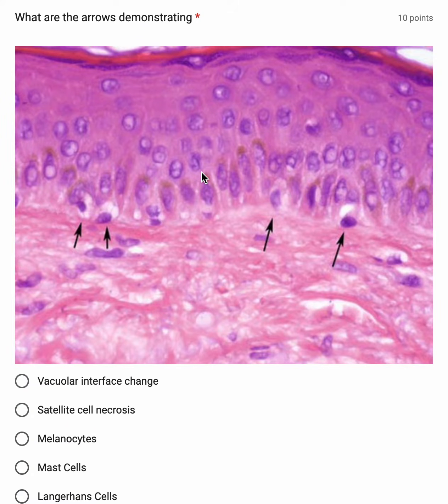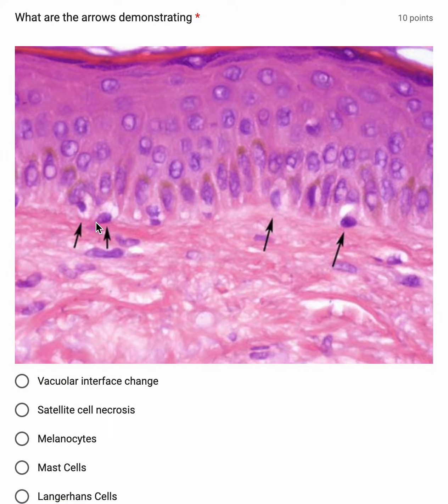Satellite cell necrosis is when you're seeing an apoptotic keratinocyte, which may look like this, but then the nucleus is much more pyknotic. It's not rounded like this. See, the nucleus is intact. In an apoptotic keratinocyte, the nucleus is shriveled. It looks shriveled and shrunken basically, and much more hyperchromatic, and again surrounded by lymphocytes. All right, so this is a melanocyte.